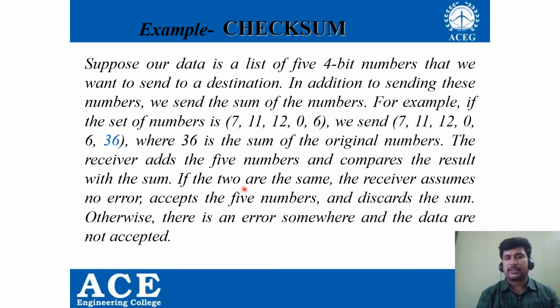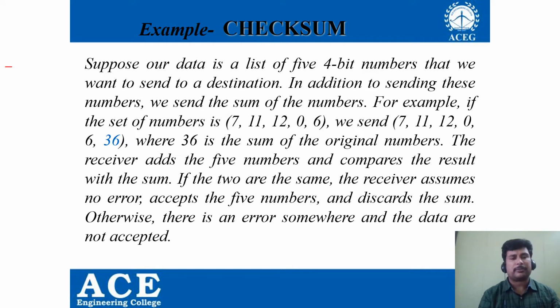If the two sums are same, then the receiver assumes that there is no error and accepts those 5 numbers. If the two sums are different, then it will indicate some error has been generated. Let us try to understand this with the example which is stated.